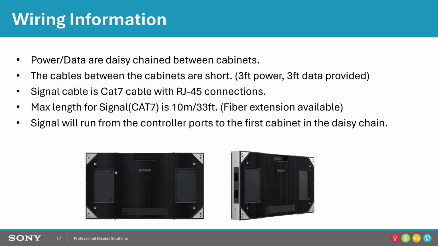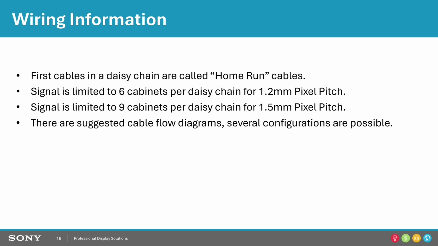As you would assume, those home run cables carry the first signal from the controller to that first cabinet. And then from there, the daisy chain would happen. There are daisy chain limits with those. For the 1.2, you've got a 6 cabinet limit on the signal daisy chain. And for the 1.5, that's a 9 cabinet limit for the signal side of it. As Chris was just talking about, we do have those cable flow suggestions and diagrams through the configurator, which helps save a lot of time in itself as well.